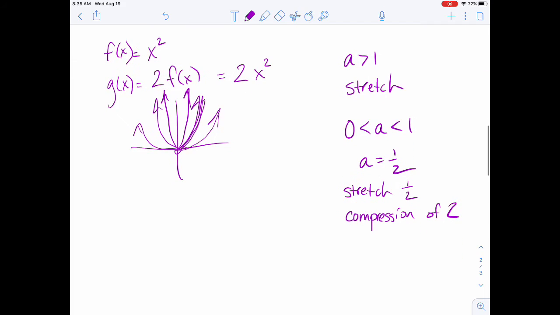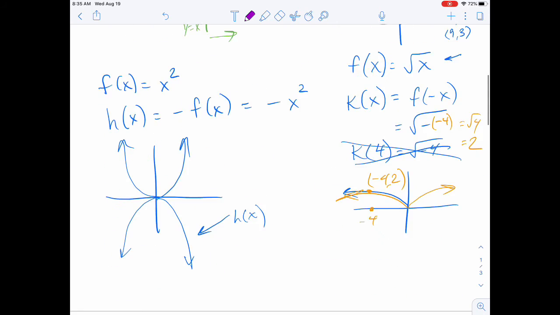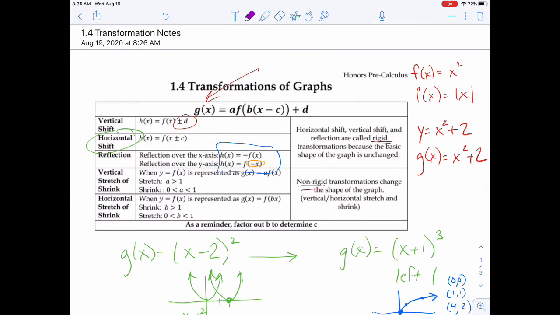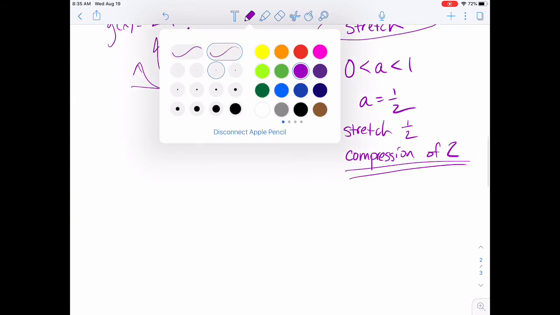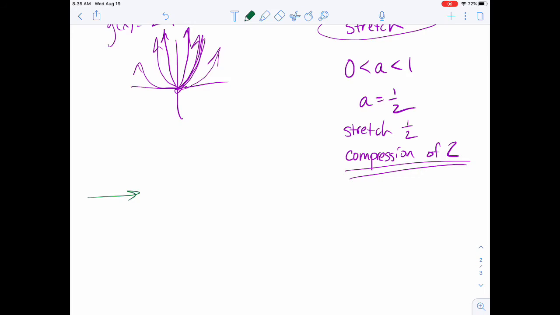Okay, so I stick to the language of a stretch when it's bigger than 1 for the vertical stretch, and then I switch over when it's something between 0 and 1. I switch over and say compression because that makes sense. Compression tells me I've pushed down from the top and it's getting fatter. However, it works differently when we look at the horizontal stretch or shrink, which is going to push things in or pull things out horizontally.